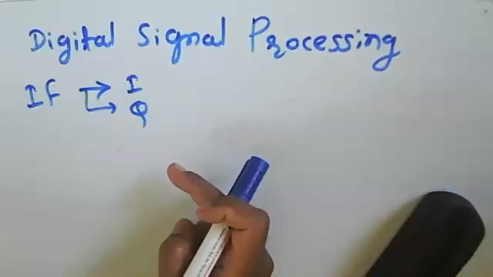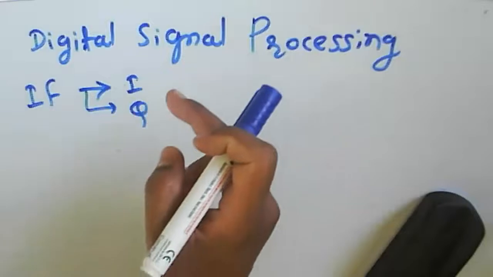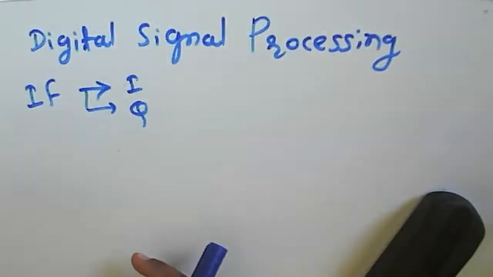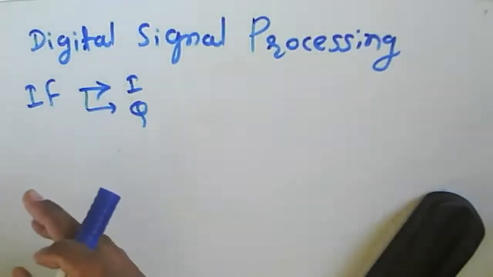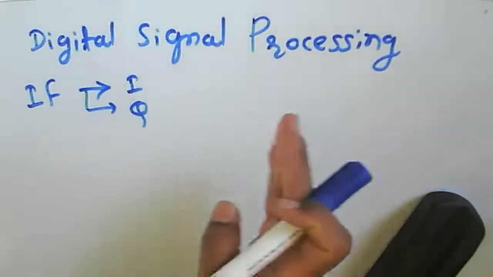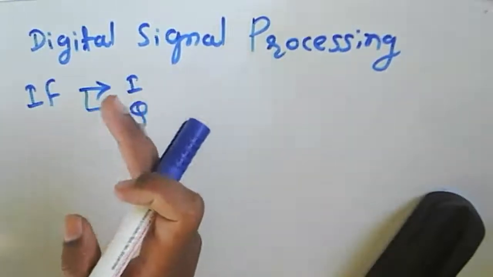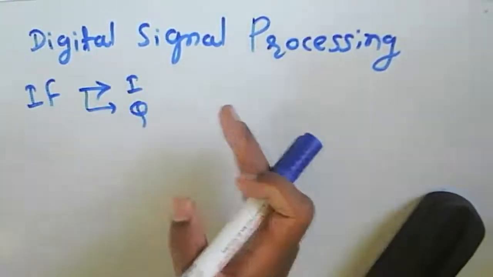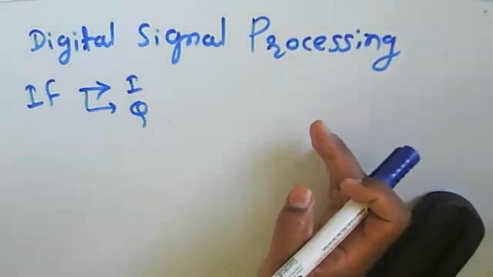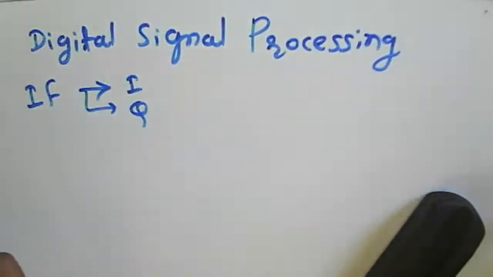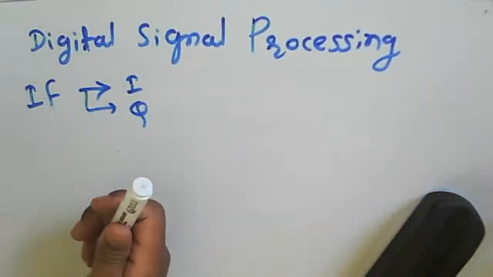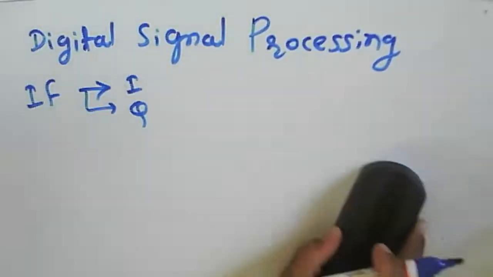phase detector, and then it is to be converted from digital to analog. It will convert your information and then it will be displayed there. So we will see what will happen here for this IF signal.